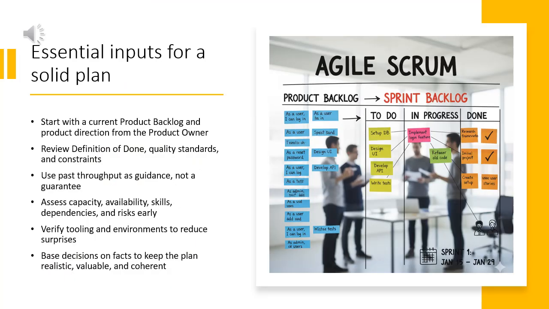Good sprint planning starts with strong inputs. The product owner presents the product backlog and product direction. The team reviews the definition of done, quality standards, and constraints. Past throughput offers insight but does not guarantee outcomes. Capacity, availability, and skills shape the forecast.